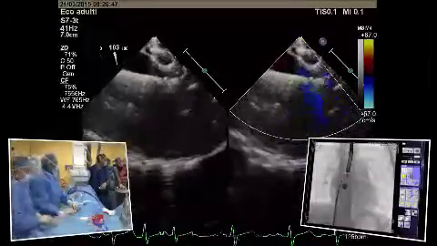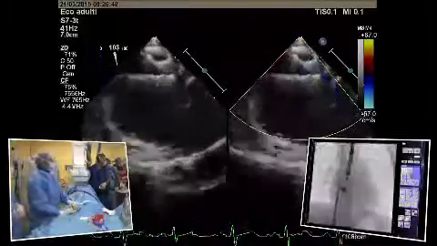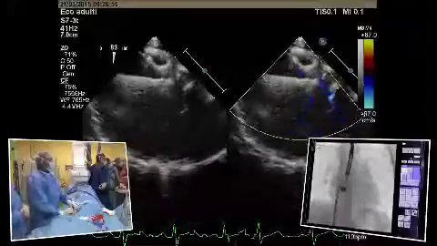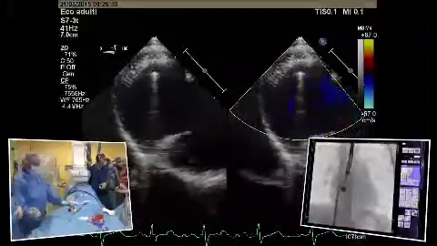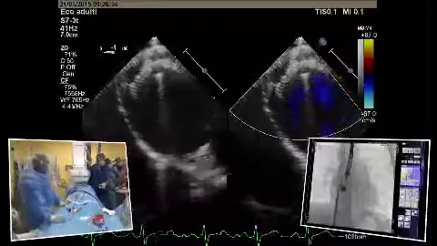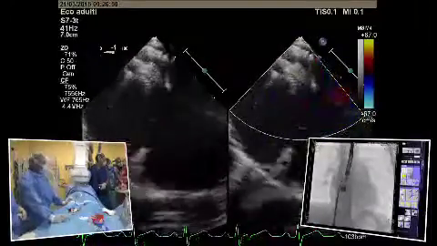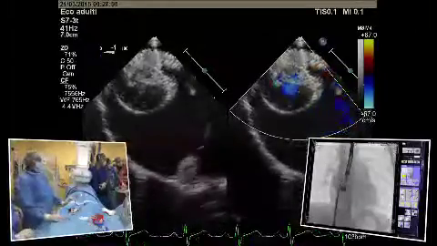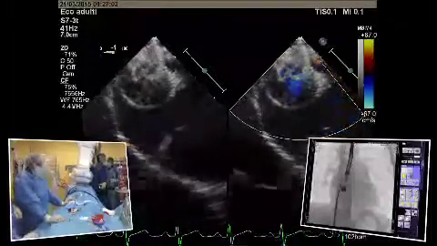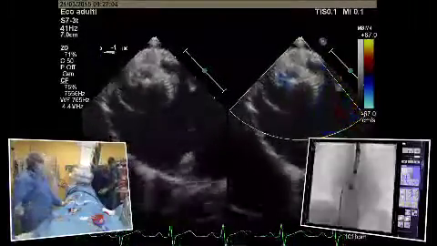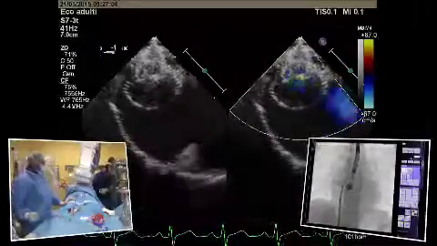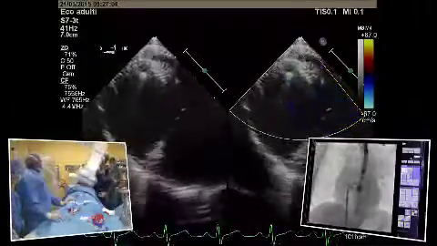I don't see any residual shunt here, and I think it's reasonably good position. I'd like to go to LAO projection. I think we're fine. Aki definitely agrees that the position is fine. Let's go to LAO to see where we can profile the device. Okay, be careful.